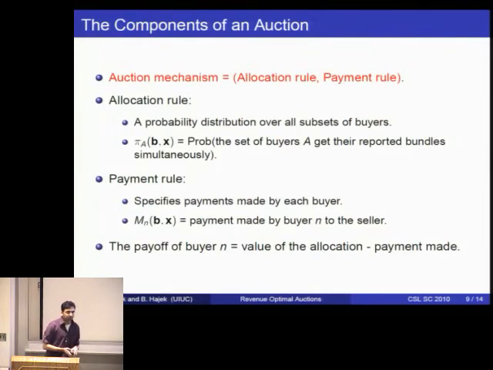So an auction mechanism is specified by two components. One is the allocation rule, which in our context is the probability distribution over the subsets of buyers. So what it says is that given a bid vector, what is the probability that a set of buyers will get their bundle simultaneously? And the second component is the payment rule, which specifies the payment that needs to be made to the seller by each of the buyers. And both this allocation rule and the payment rule are a function of the entire bid vector. And finally, the payoff of buyer n is simply the value of the allocation for him minus what he pays to the seller.